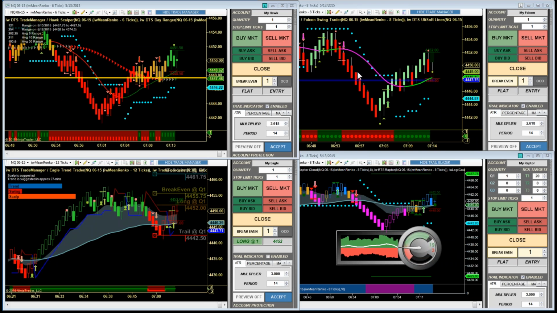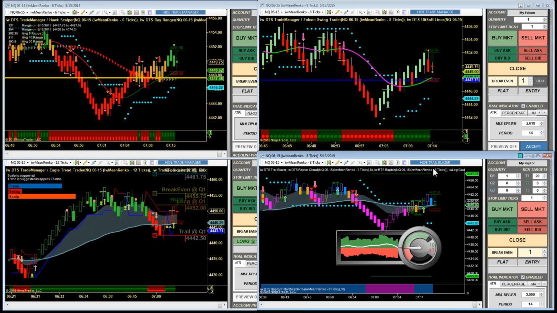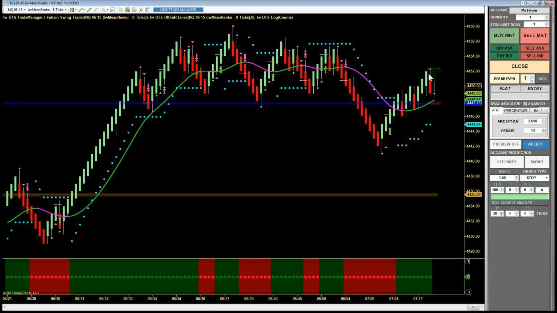Okay, the Falcon becoming a little bit more bullish now. Working on a possible trend change signal to the upside. So here's the up move. We got at least one red bar counter move, and you can see we're printing a green warning dot.